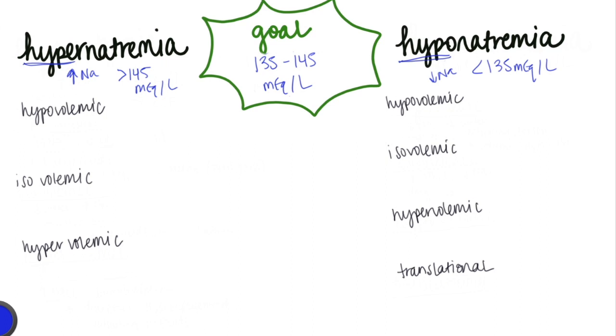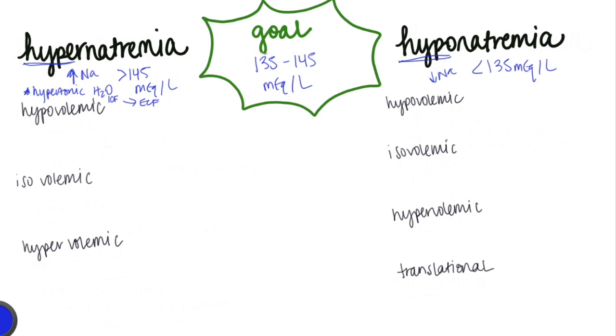We'll note that hypernatremia in itself is a hypertonic state, meaning that you have an excess amount of solutes in the bloodstream, so that's going to cause for water or fluid in general to go from the intracellular fluid towards the extracellular fluid. So it's very typical to see water movement into the bloodstream at this point.